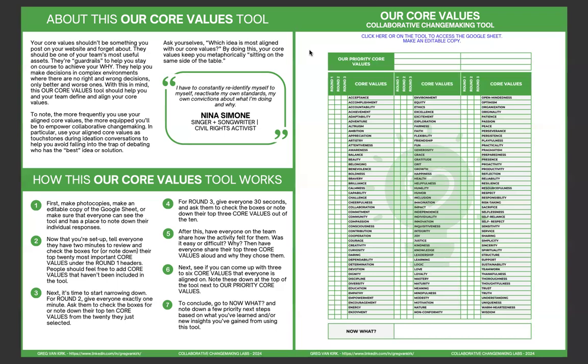Number 6, next, see if you can come up with 3 to 6 core values. Maybe you got 5, maybe you got 3, maybe you want to have 7, it's up to you. See if you can come up with 3 to 6 core values that everyone is aligned on. Note these down at the top of the tool next to the Our Priority core values. And there you have it. Those are your aligned core values, right? Where's the overlap that you all have?